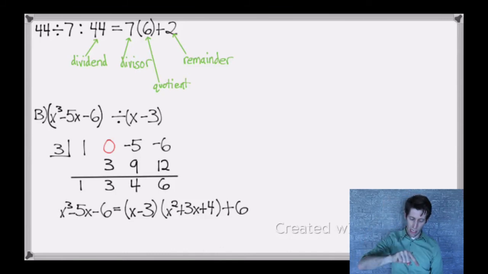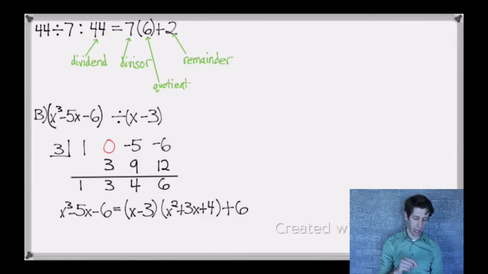We slide that 1 down, multiply it by 3, that gets pushed up diagonal to the right, and then we add down the column. 0 plus 3 is 3. Multiply 3 times 3 to get 9, add minus 5 plus 9 to get 4. Multiply 3 times 4 to get 12, add down the column, minus 6 plus 12 is 6.